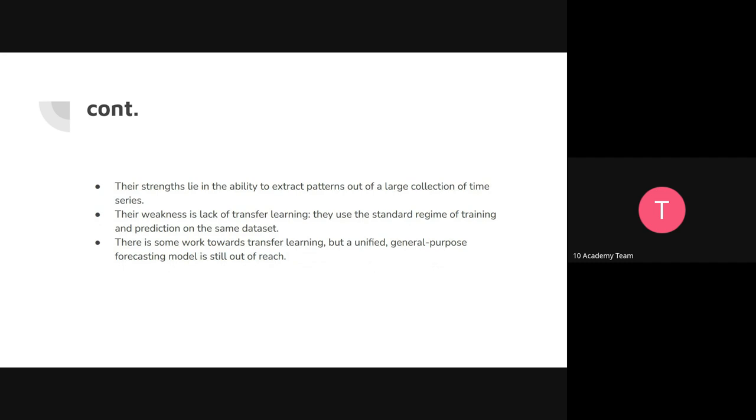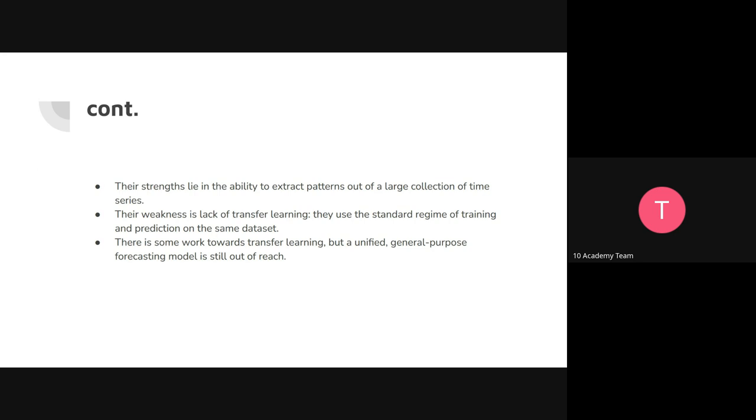The final thing I want to say is about both statistical models and deep learning models. The value of deep learning models over statistical models is that they can handle huge amounts of data, and they can also learn complex patterns that the statistical models may not be capable of picking up. But even though deep learning models have a strength in extracting patterns from large collections of time series data, they have a weakness: they work in the normal machine learning regime, right?